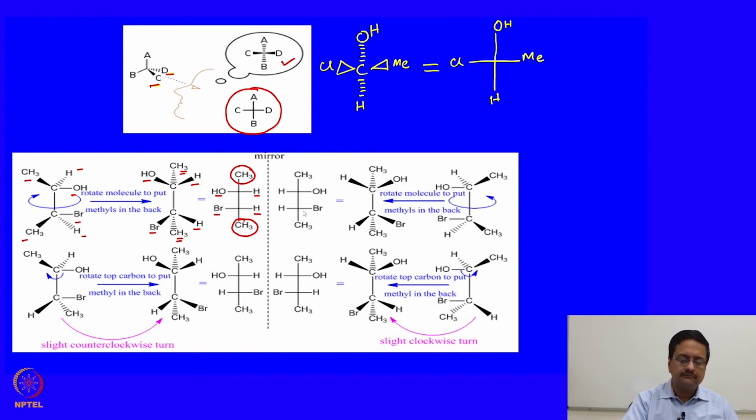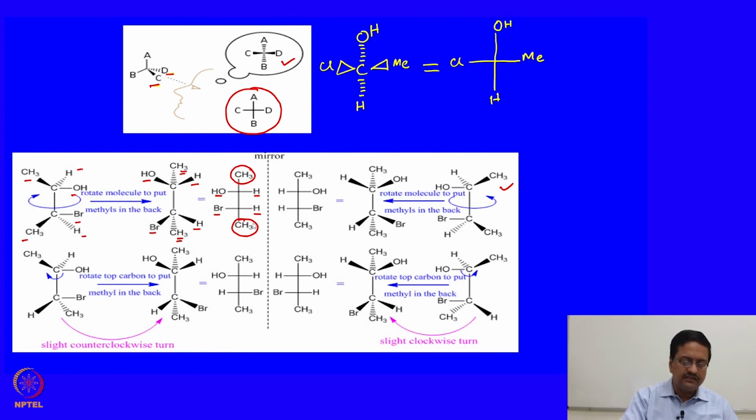And when we go back to the other side, try to understand what happens if you draw it in this way with the wedge and dash formula: we end up getting a different molecule. So these two mirror images are not superimposable on one another, and therefore these two are two different enantiomers.